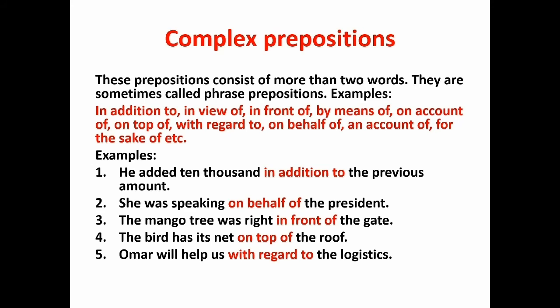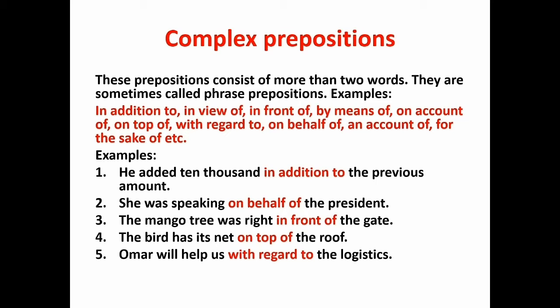Now let's look at complex prepositions. These are prepositions that consist of more than 2 words. They are sometimes called phrase prepositions. Example: in addition to, in view of, in front of, by means of, on account of, on top of, with regard to, on behalf of, for the sake of, etc.